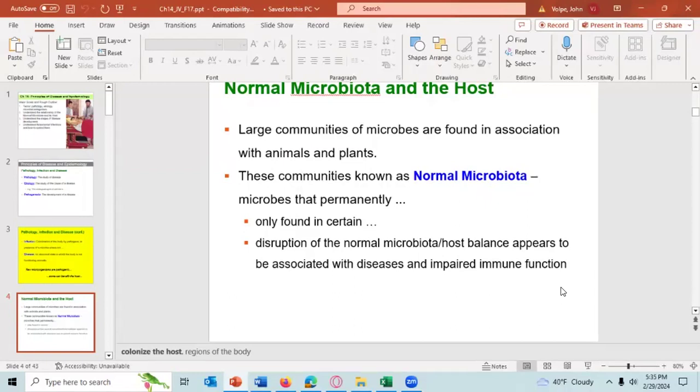Unfortunately, the normal microbiota host balance reestablishes. And then after usually a day or two, the diarrhea goes away. Any question about any of that?